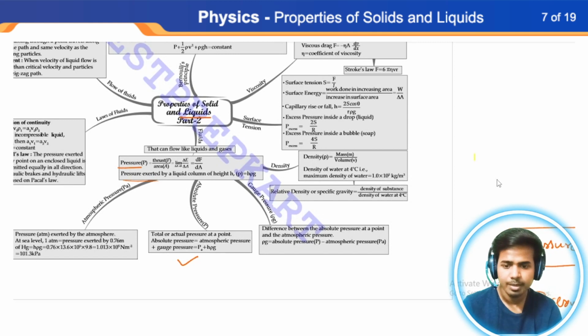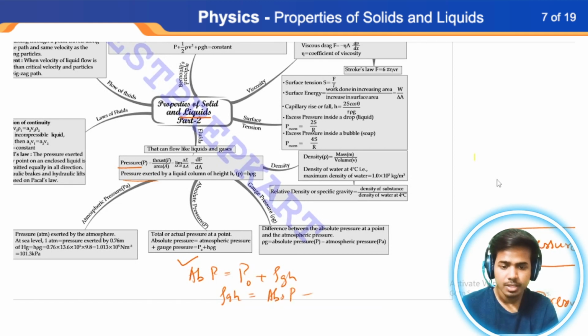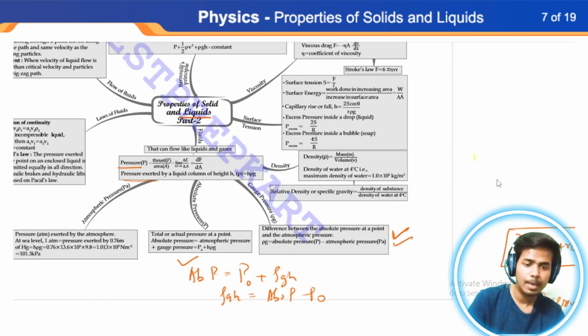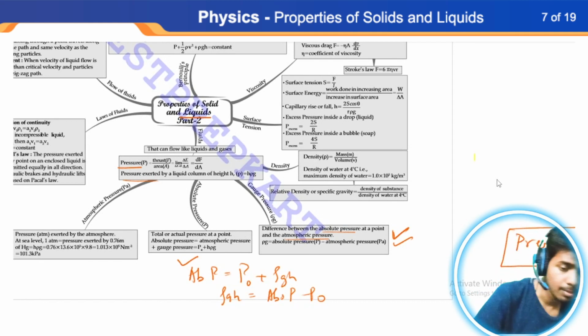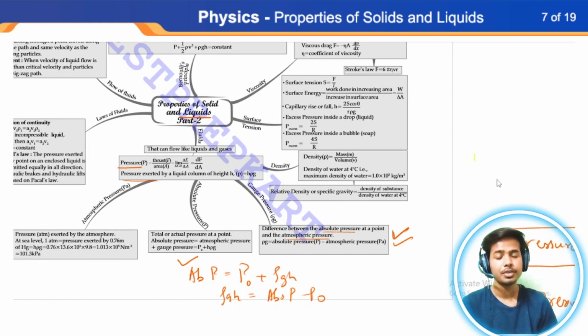When I say that absolute pressure is equal to atmospheric pressure plus rho gh, then of course the rho gh term will be equal to the absolute pressure minus P naught. This is the same thing which has been given here. The difference between the absolute pressure at a point and the atmospheric pressure must be equal to the rho gh term, where rho is the density of the fluid you're talking about, g is the acceleration due to gravity, and h is the depth of the water.